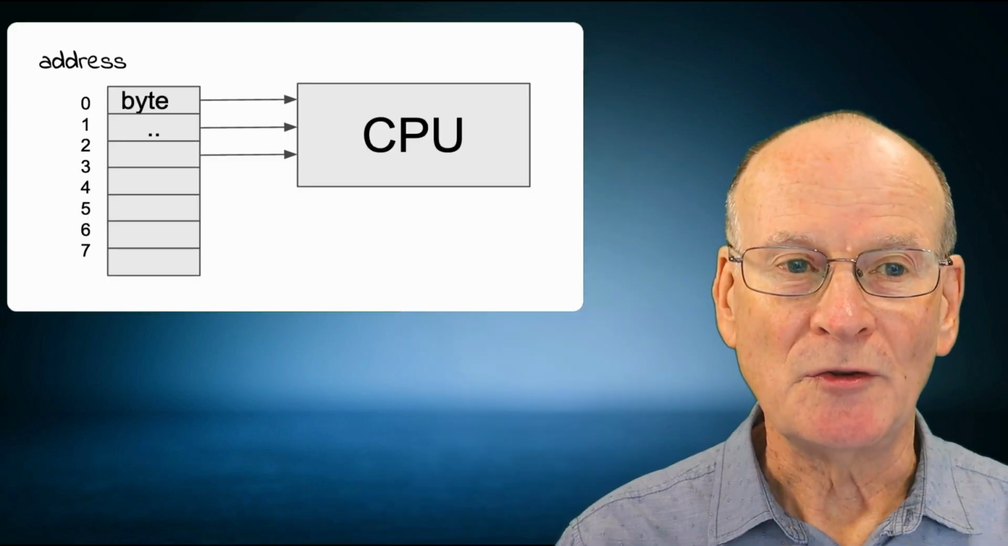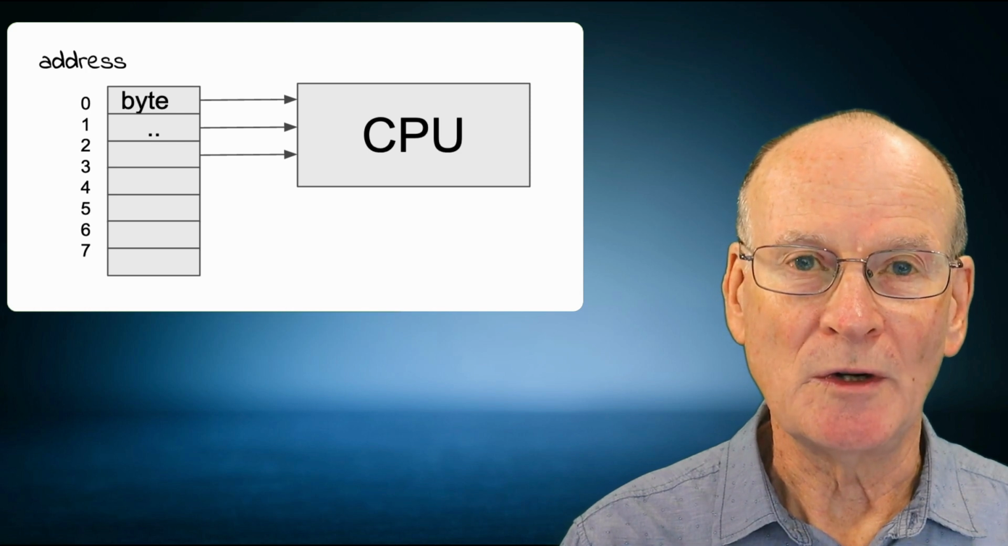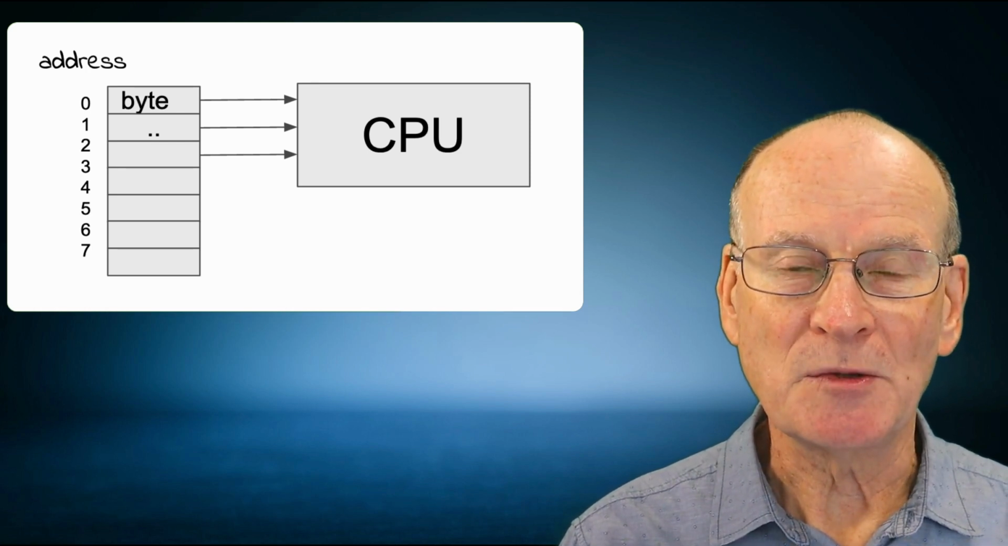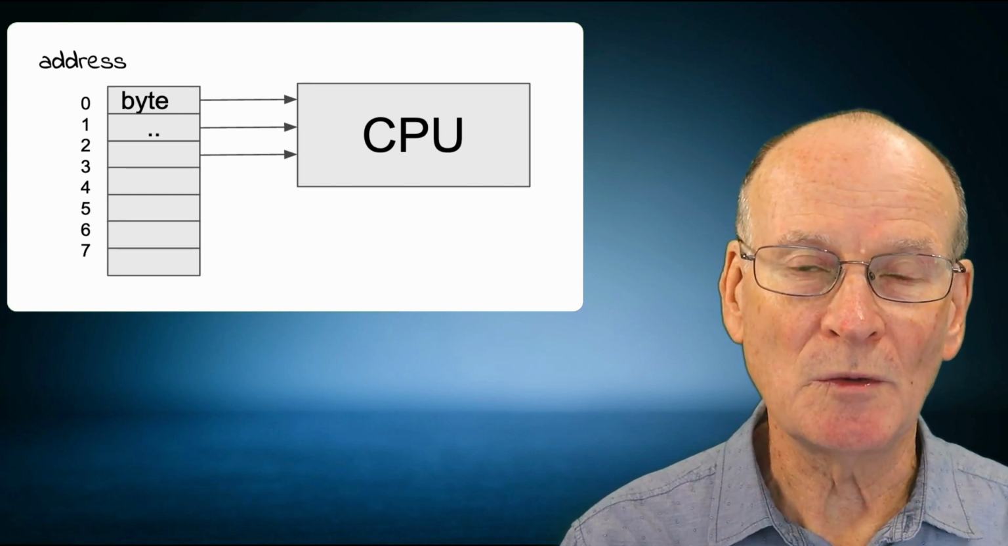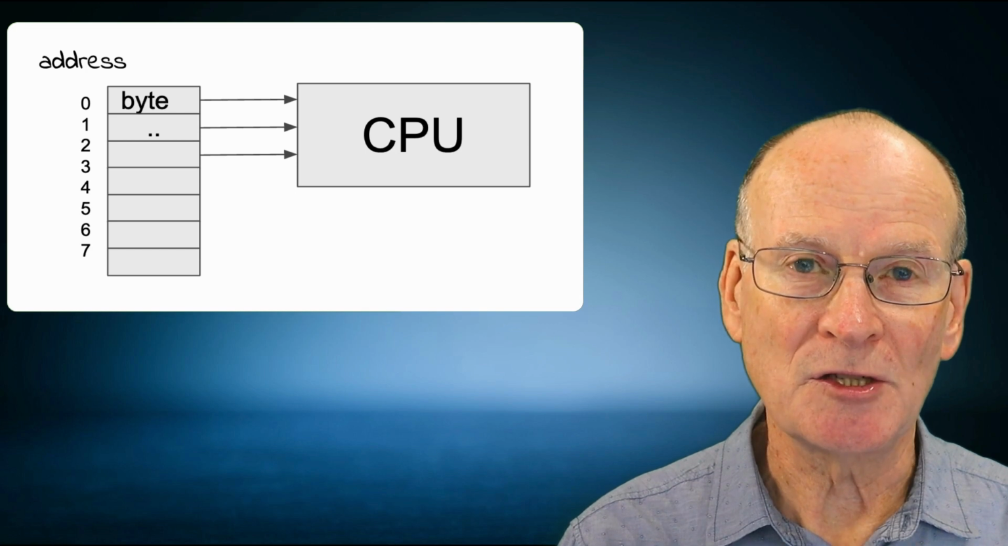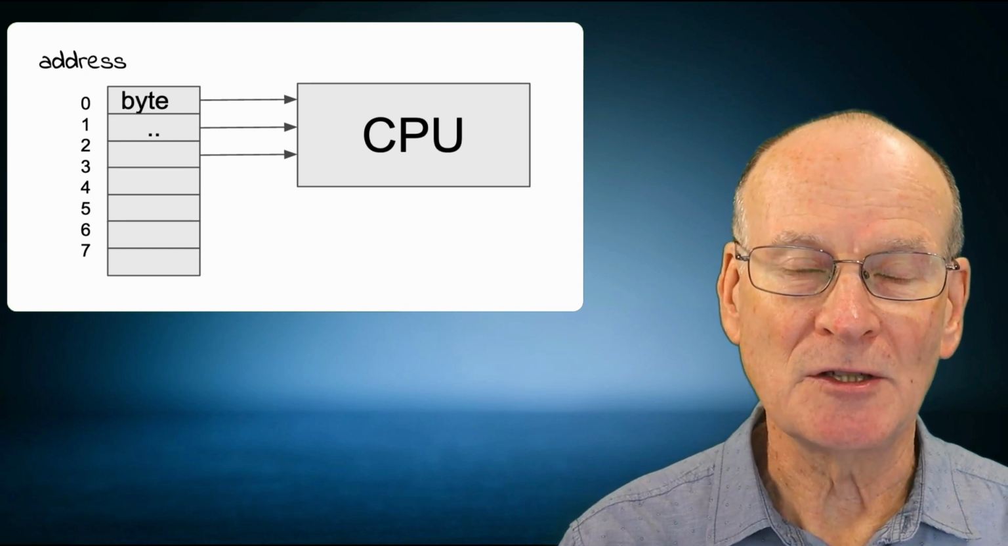So here's a picture of how this might work. You've got your memory there with the memory addresses containing bytes which can be interpreted in many ways, but the CPU will read them in, interpret them as instructions, and carry out the instruction.